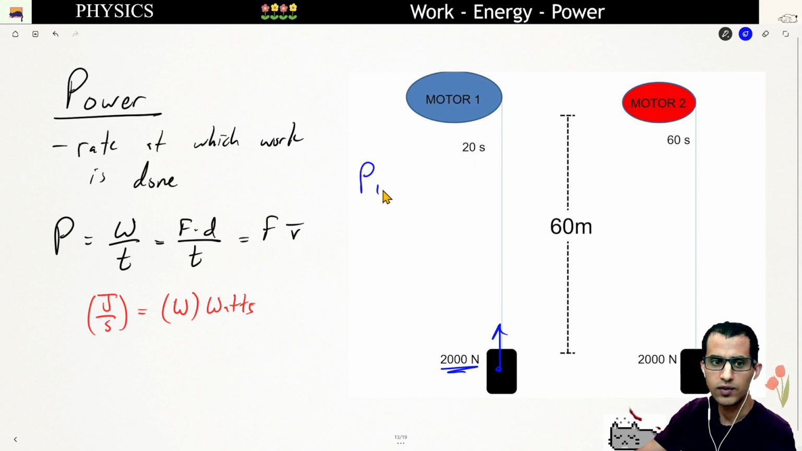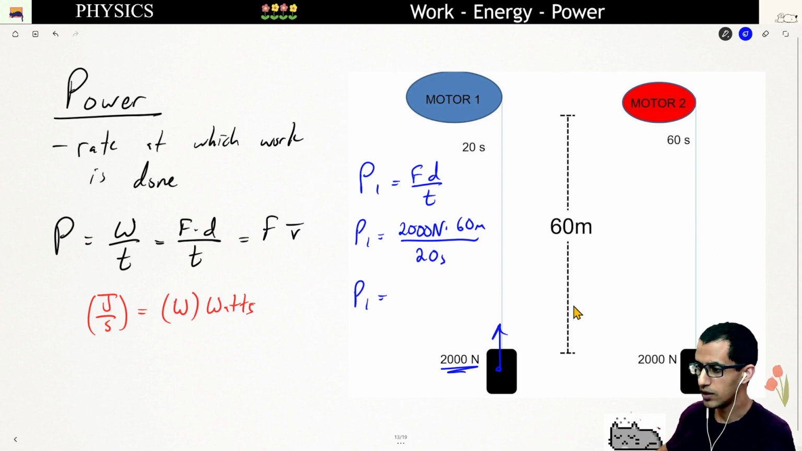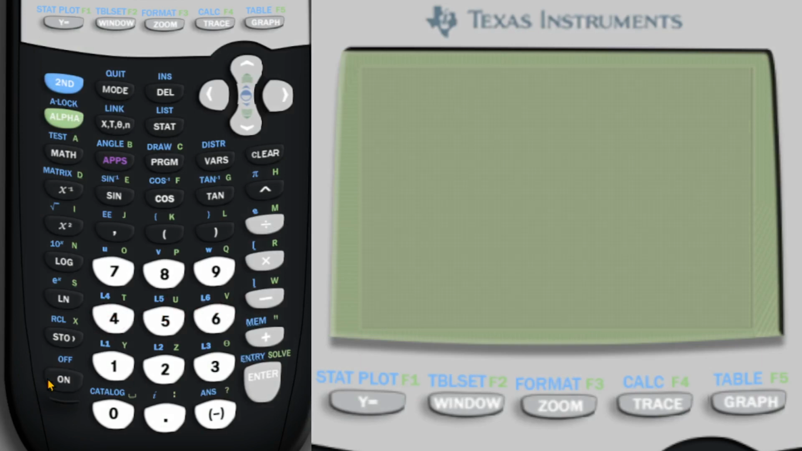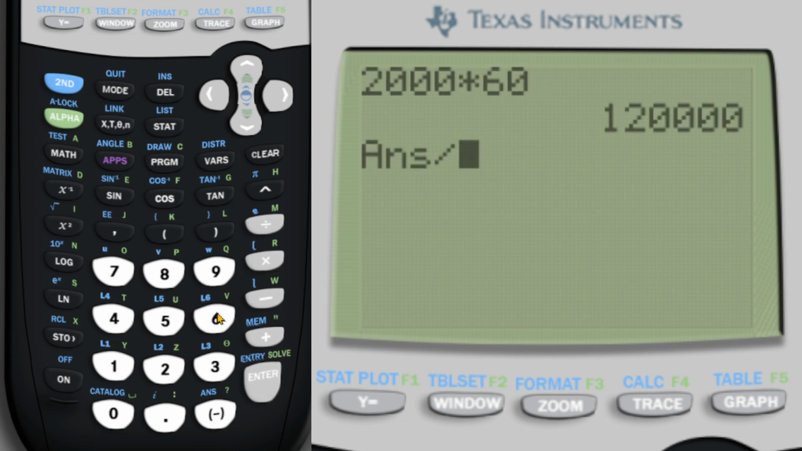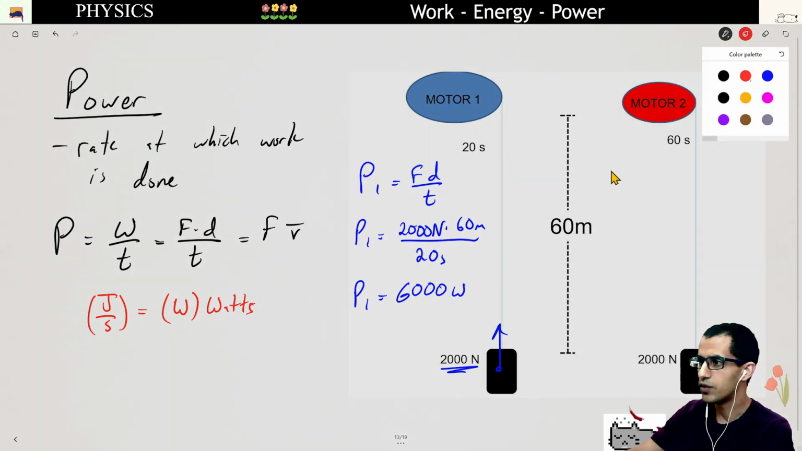So the power rating for motor number 1 is going to be equal to Fd over t, which means the power rating is going to be equal to 2,000 newtons times 60 meters divided by 20 seconds. So the power rating for motor number 1 is equal to 2000 times 60 divided by 20. And we get 6,000 watts.